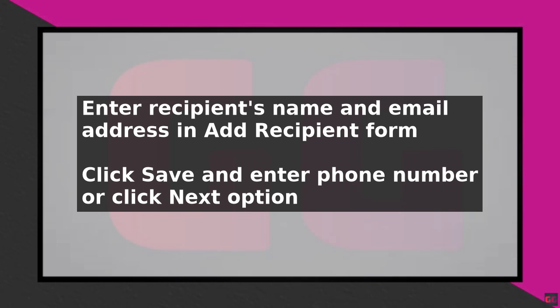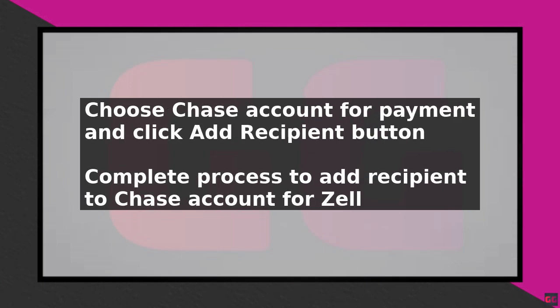On the following screen, choose the Chase account from which you want to make the payment. Finally, click the blue Add Recipient button to complete the process. Your recipient will now be added to your Chase account, allowing you to send money to friends using Zelle.